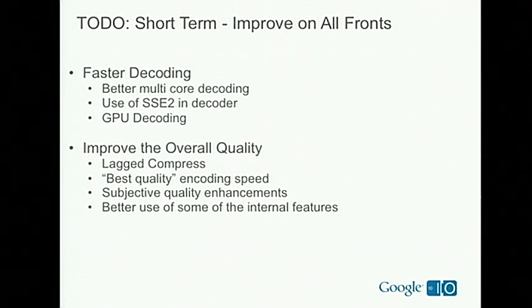Faster decoding is one of them. We think that we can get very strong improvements by doing some multi-core work that we haven't yet gotten in. We haven't used the SSE2 or SSE3 instruction sets. We haven't done much with GPU decoding yet. All of these things are areas that we are currently working on, and we hope to get in soon.